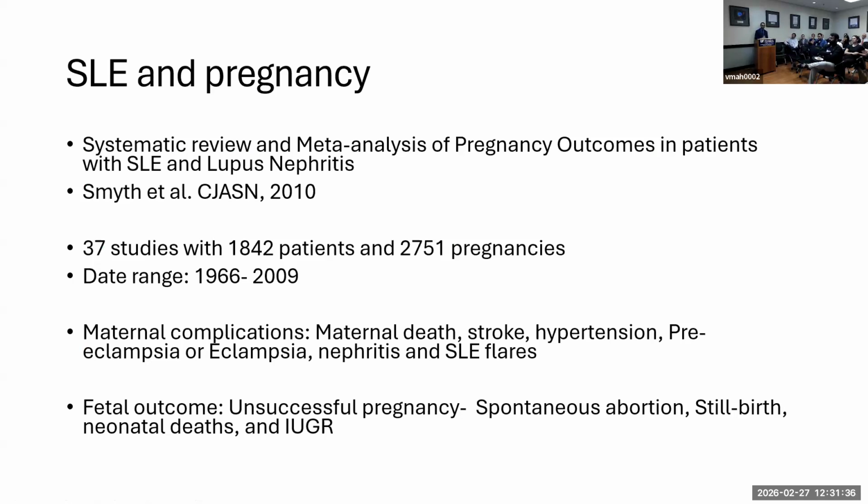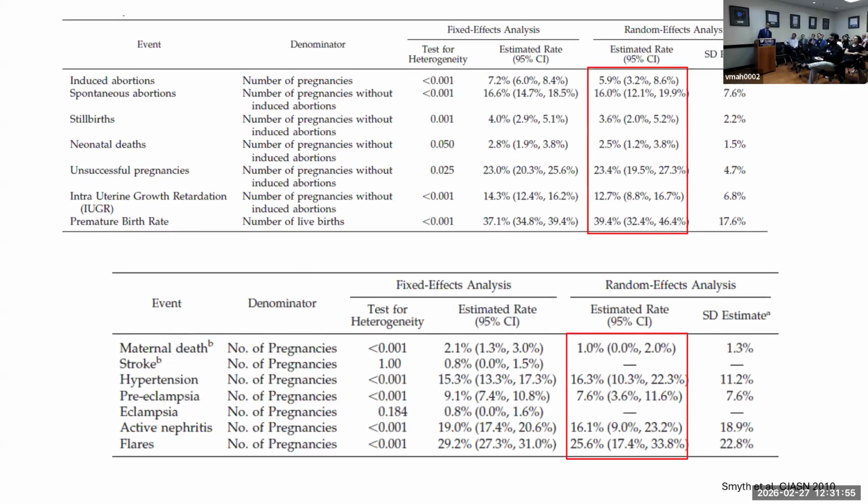The maternal complications they looked at were maternal death, stroke, hypertension, preeclampsia, nephritis, and SLE flares. And for fetal outcome, unsuccessful pregnancy was their primary outcome, which included spontaneous abortion, stillbirth, and neonatal deaths. They also looked at intrauterine growth restriction. So these are the rates of different complications, which subsequent papers have said are the numbers you can actually tell your patient.